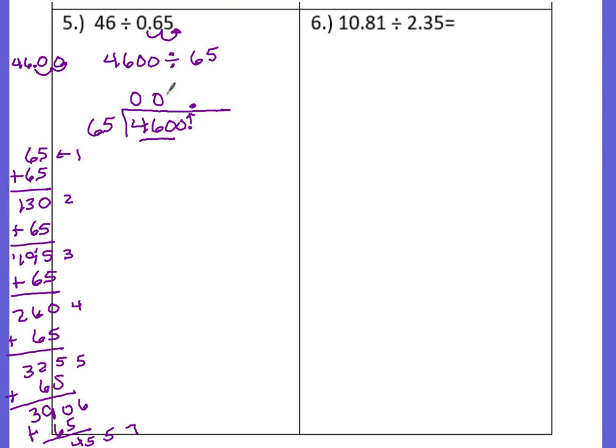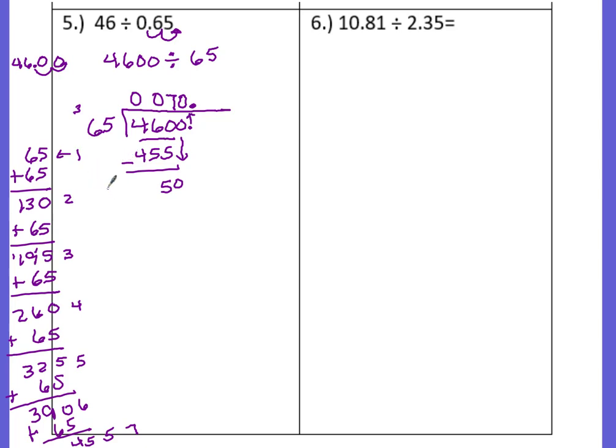The 7 goes above this 0. And you can double check your math. 7 times 5 is 35. Carry 3. 42 plus 3 is 45. Subtract, I have a 5 remainder, but I have this 0. I can bring it down. Can we make a group of 65 out of 50? No, we can't. So 0 goes above that 0.